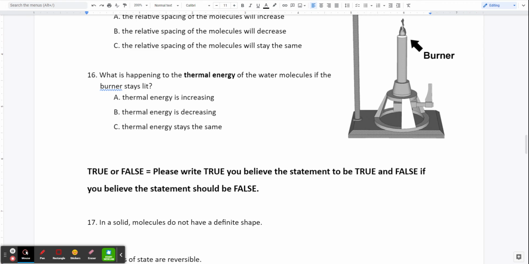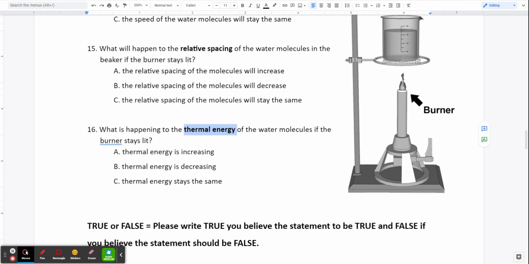16. What is happening to the thermal energy of the water molecules if the burner stays lit? So again, if the water continues to boil and turn into steam, what is happening to the thermal energy? Is the thermal energy increasing? Is the thermal energy decreasing? Or does the thermal energy stay the same?